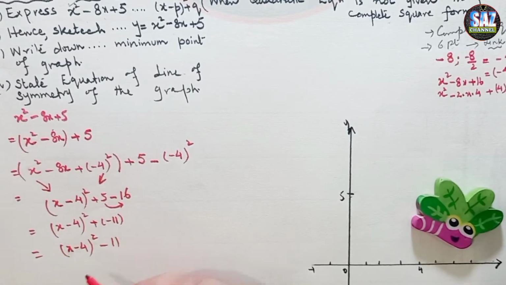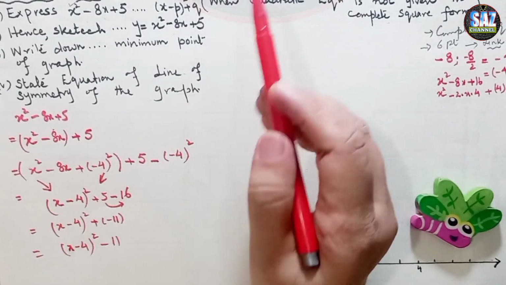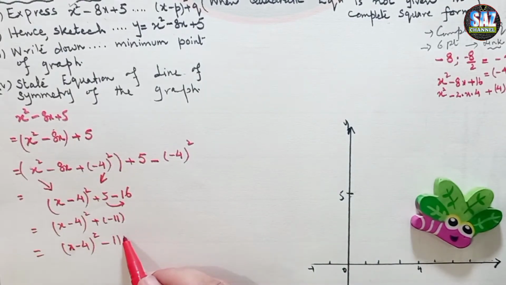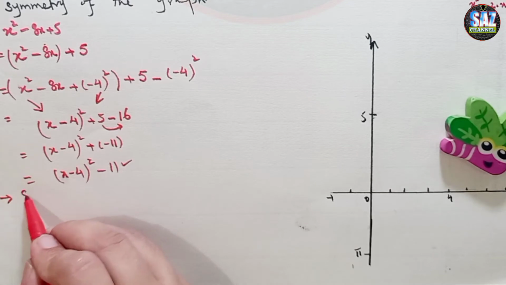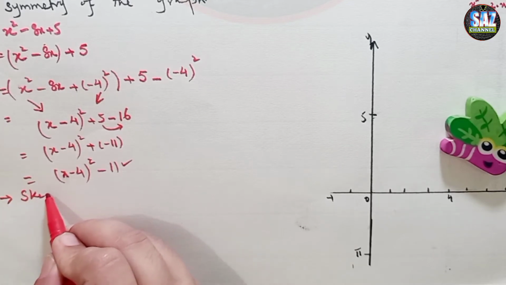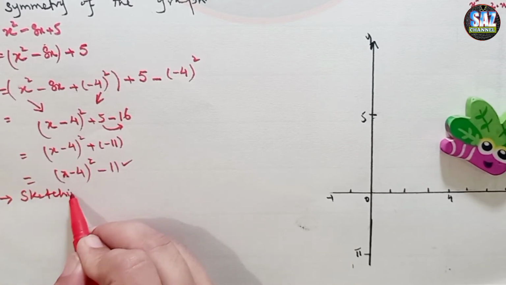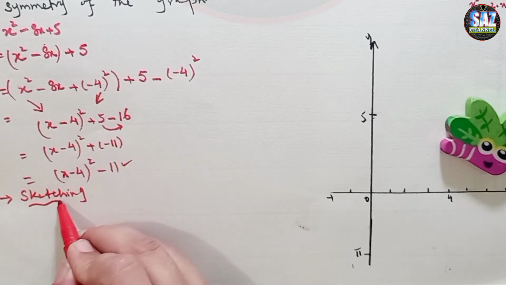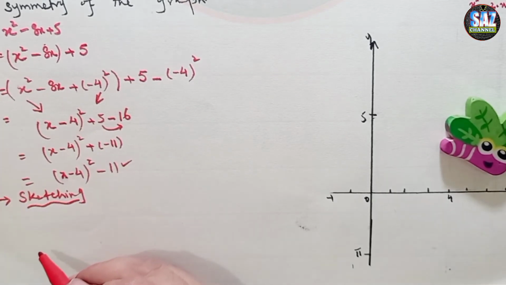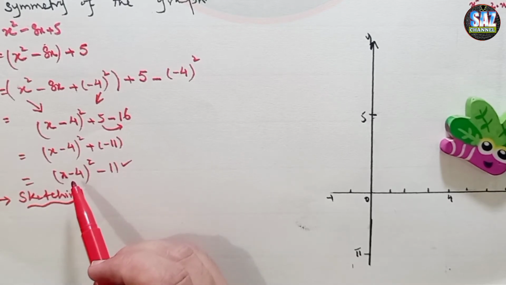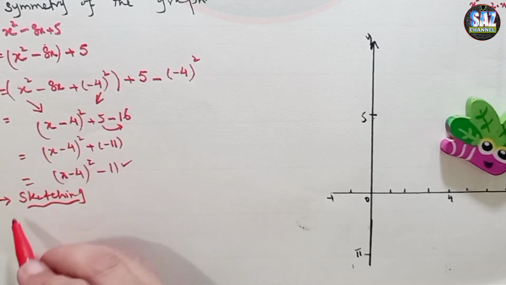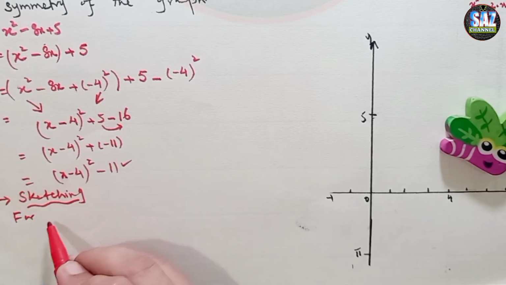Now we have expressed our equation in the form of x minus p whole square plus q. So the first part is done, and the second is that we have to go for the sketching part. Now for sketching, recall my previous lesson that we have to find the x-intercepts and y-intercept. For the x-intercept, we have to make our y zero.